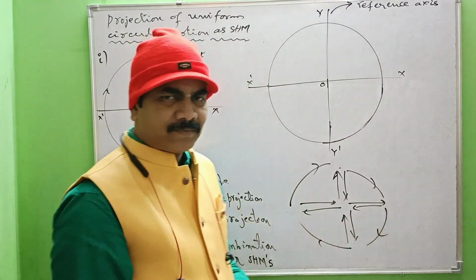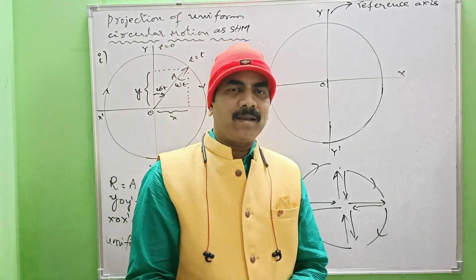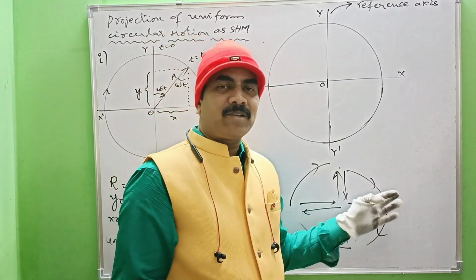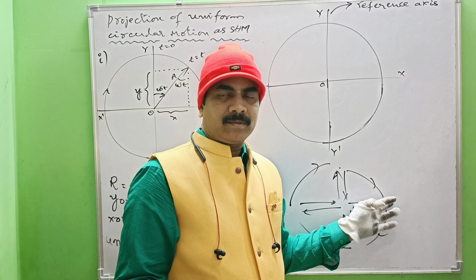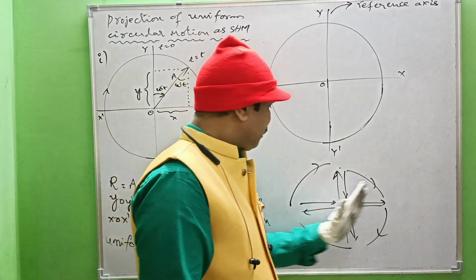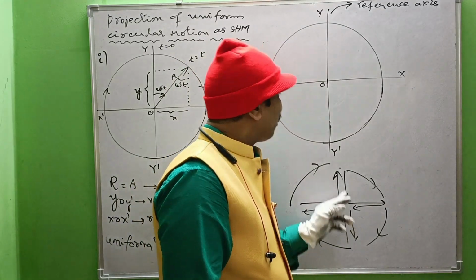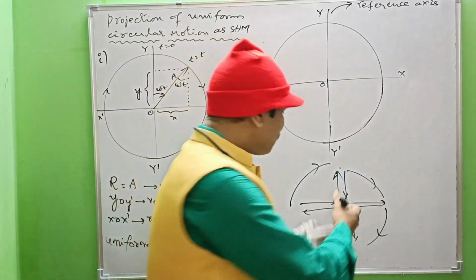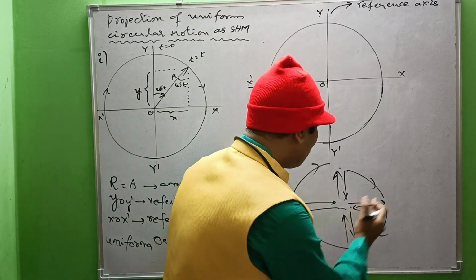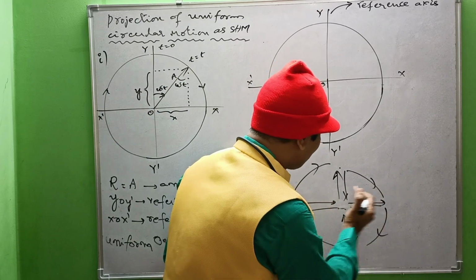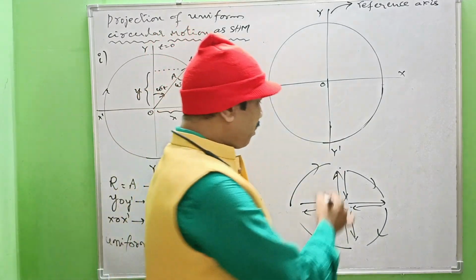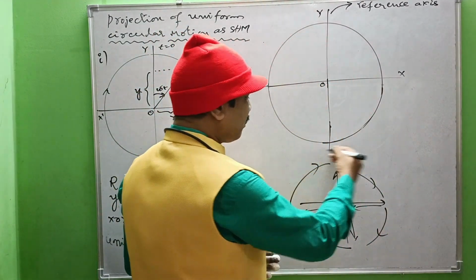So within one revolution of the particle along the circular path, both the x and y projections make oscillations about the fixed origin, that is, to and fro motion. What is the nature of the oscillation here? The x projection makes to and fro motion, and the y projection also makes to and fro motion. Here, what is the time period of the particle along the circular path?